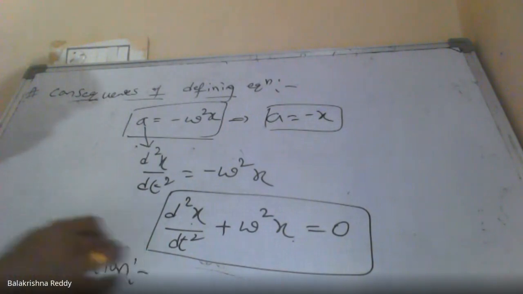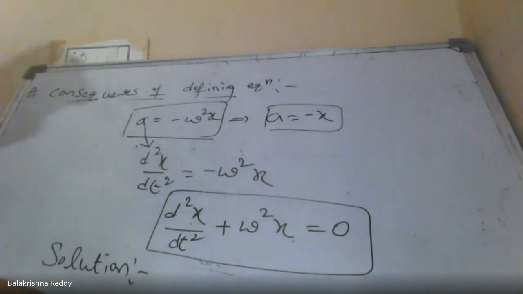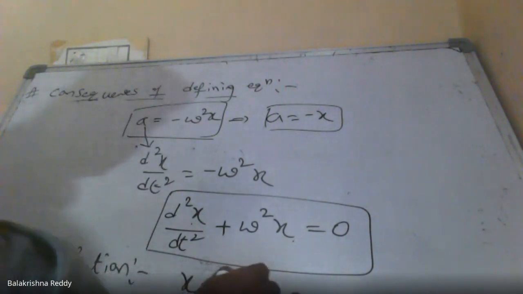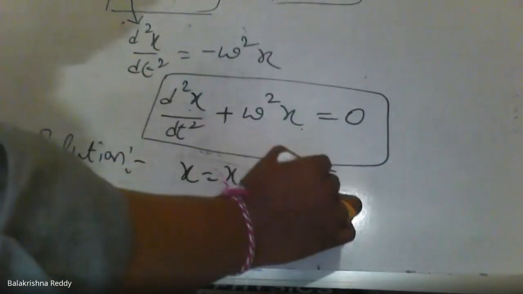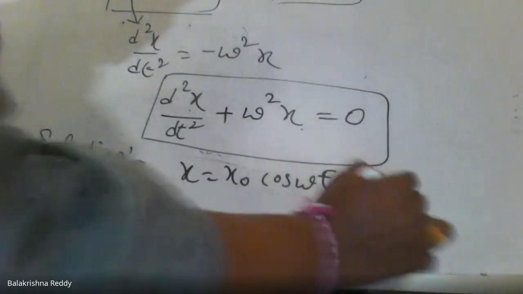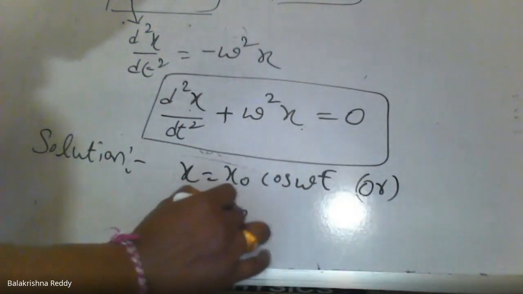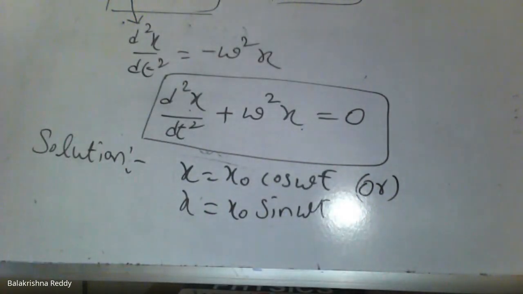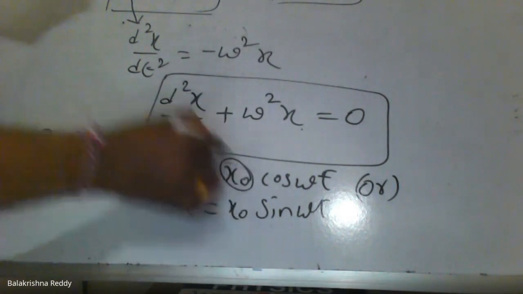I'm not going to produce the solution here. The solution which we know is the standard solution. This is a standard equation, which means there is a standard solution in terms of x equal to x naught cos omega t, or x equal to x naught sine omega t. Either one can be used depending on the phase and direction, where x naught is a constant.